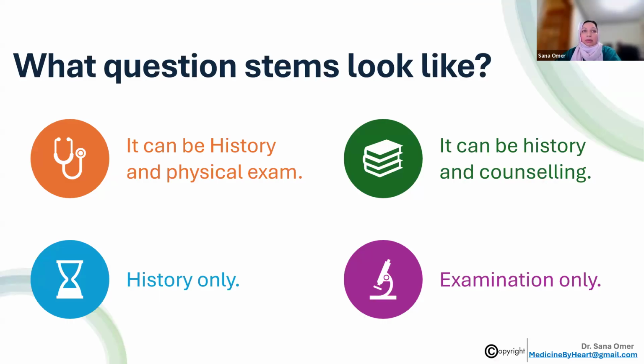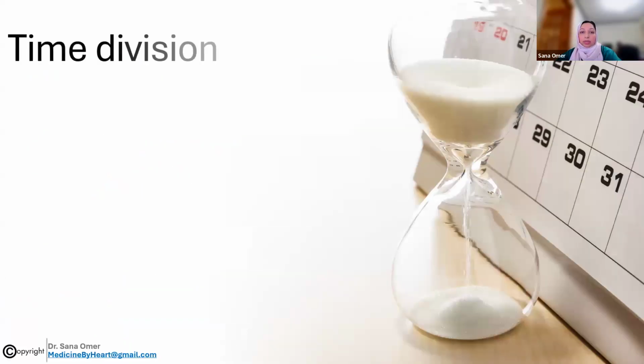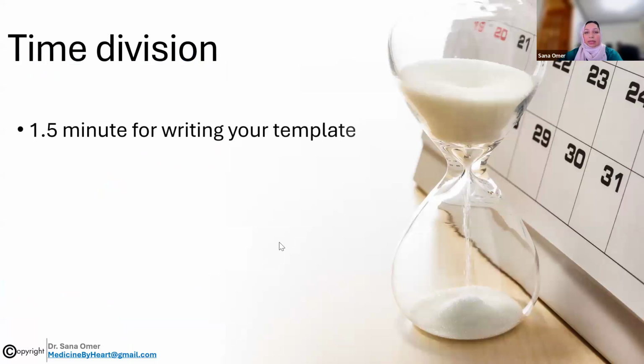I also discussed what question stems would look like. It can be history and physical, history and counseling, or history only, and very rarely only examination, so don't bother yourself about that. Most of the cases would be history and physical and history and counseling. As I mentioned in my previous class, in the past few years the pattern has been that they are giving more cases of counseling. You will have one or two cases of physical exam, but counseling holds the major chunk of the exam. That is what my observation has been.